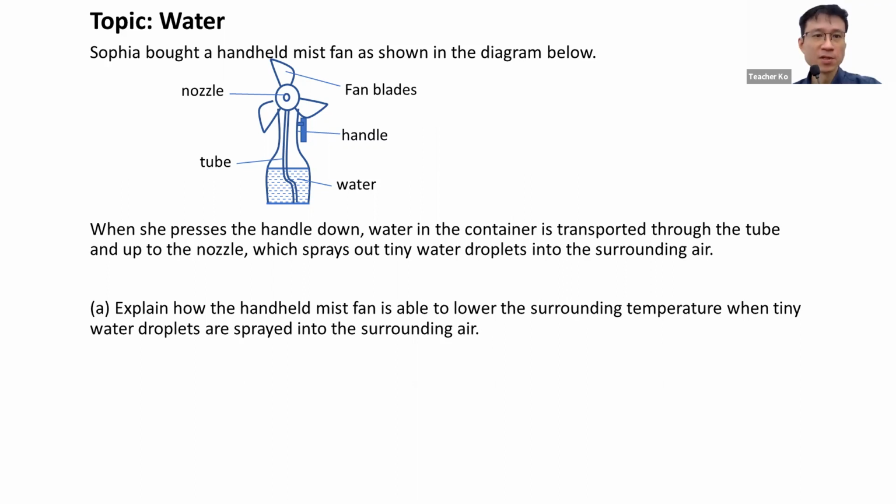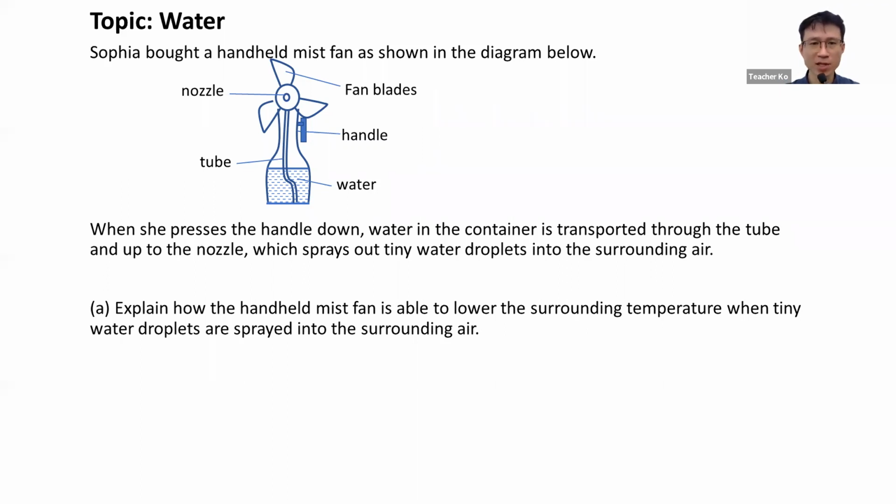Water cycle. Sophia bought a handheld mist fan as shown in the diagram below. When she presses the handle down, water in the container is transported through the tube and up to the nozzle, which sprays out tiny water droplets into the surrounding air. Explain how this handheld mist fan is able to lower the surrounding temperature when tiny water droplets are sprayed into the surrounding air.